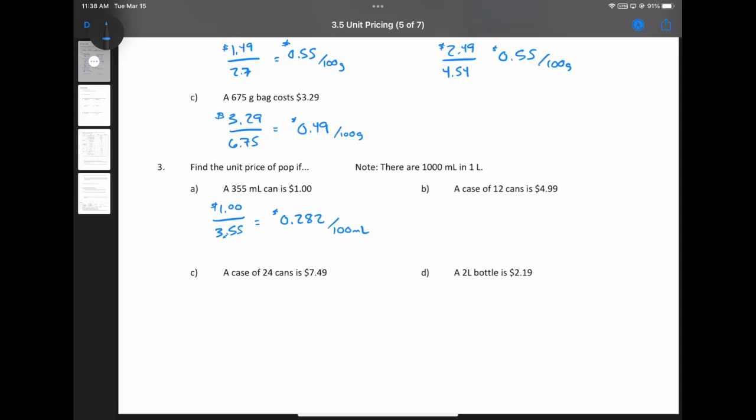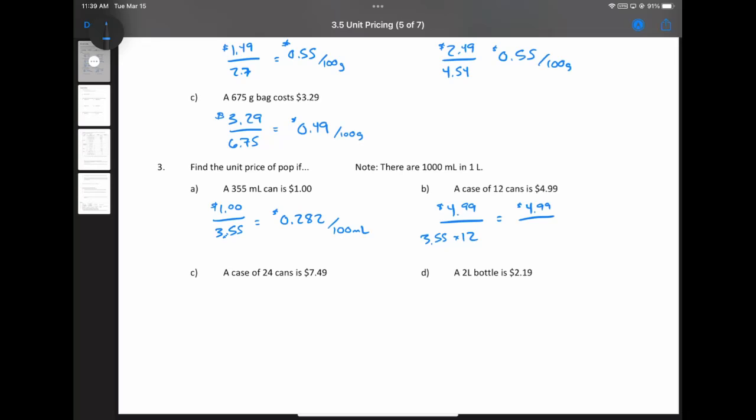Now a case of pop, well, it's $4.99. That's the top number, no problem. The bottom number is 12 cans, each of which is 355 milliliters. So I'm going to do 3.55 times 12. Now just be careful when you're doing this in your calculator. What you might want to do is put brackets around the bottom, or I'm going to actually do it this way on purpose.